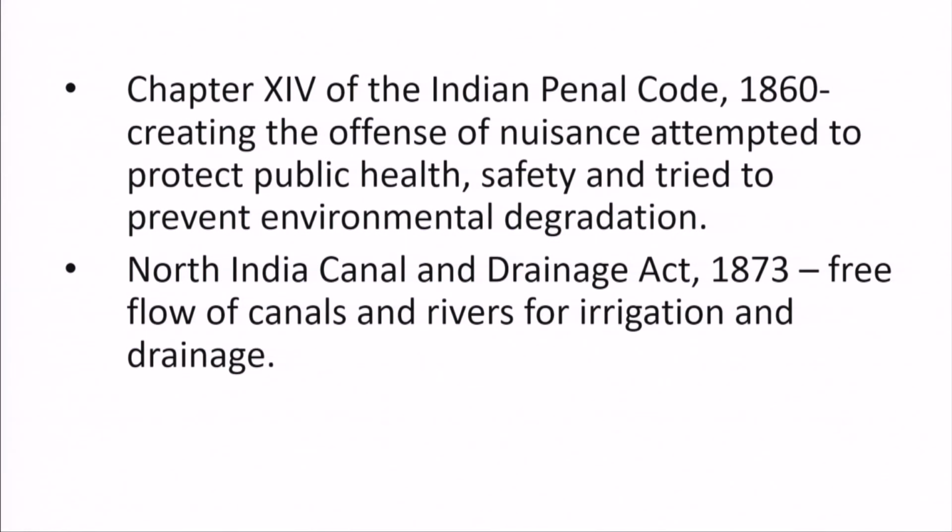The North India Canal and Drainage Act of 1873 allowed free flow of canals and rivers for irrigation and drainage. The Wild Birds and Animal Protection Act of 1912 prohibited hunting of wild birds and animals without the permission of the Forest Department. Apart from the above enactments, several other legislations were also carried out, such as the Poisons Act of 1919, the Indian Port Act of 1908, and the Boilers Act of 1923. All these were concerned with the preservation of the environment and conservation of the natural resources.